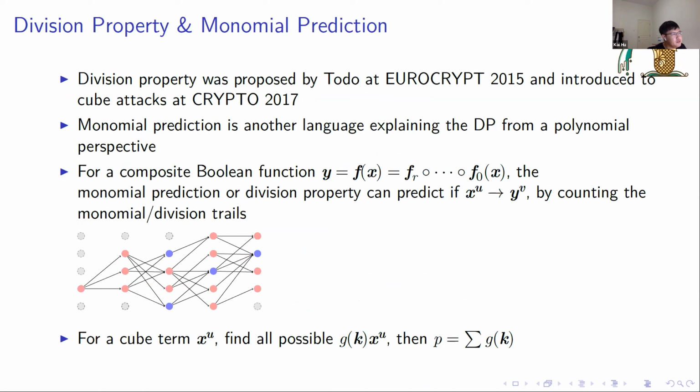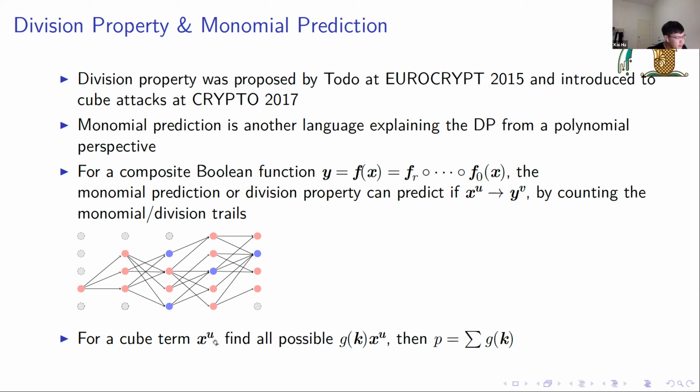Division property was proposed by Todo at Eurocrypt 2015 and introduced to cube attacks at Crypto 2017. The monomial prediction is another language explaining the division property from a polynomial perspective. Given a composite Boolean function y equals f(x), the monomial prediction or division property can predict whether x^u, this term, does or doesn't appear in the polynomial of this term by counting the monomial or division trails.